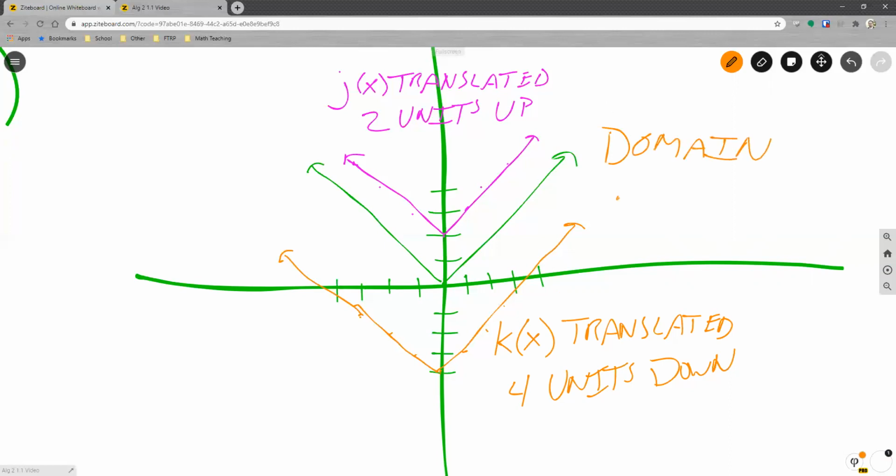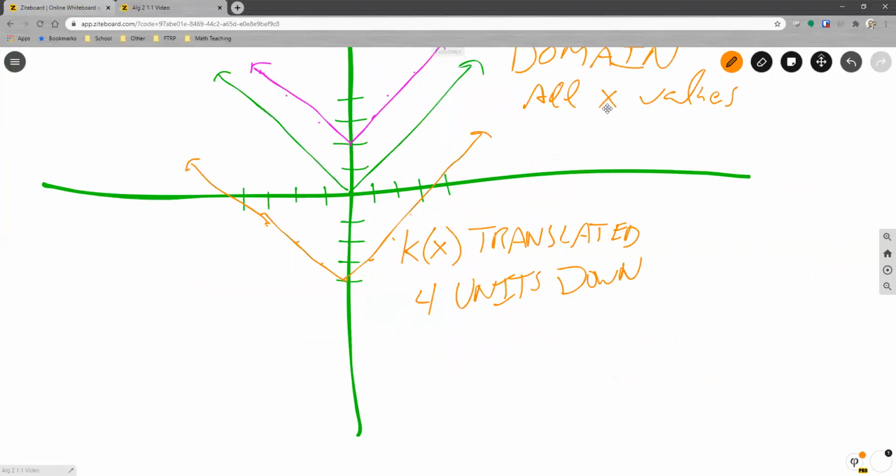And that domain is all x values. My range will be different. For my orange function, my lowest y value is going to be at -4, and it has no limit as I move up. So y will be greater than or equal to -4.